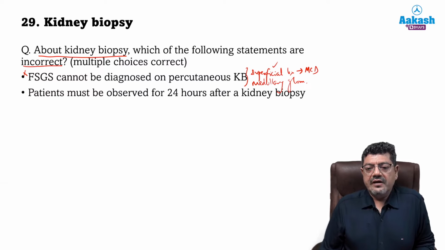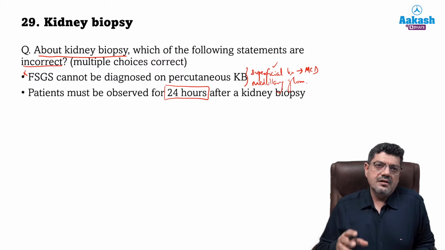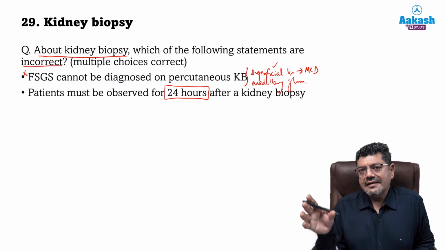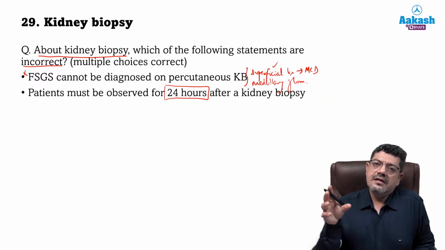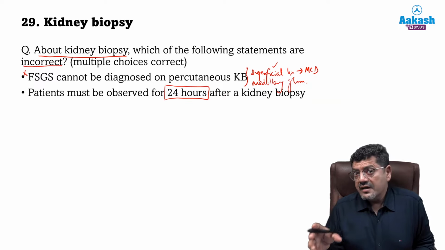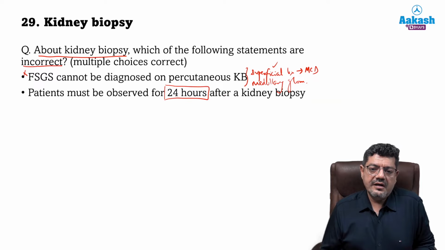Patients must be observed for 24 hours after a kidney biopsy. In most centers around the world, they are observed for 24 hours. In a few centers, they can be discharged after 4 hours, where you image the perirenal space immediately afterward. You monitor blood pressure and pulse rate closely for the first 4 hours. If there is no perirenal hematoma, or if there is a perirenal hematoma less than 40 ml, you can discharge the patient after 4 hours. But I would say that this is a correct statement. Most centers around the world keep their patients for 24 hours after a kidney biopsy.